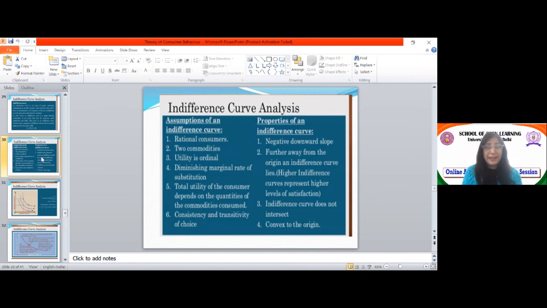Convex to the origin means that to gain one unit of a commodity, you have to forgo or give up another commodity. So the further away from the origin, the indifference curve shows higher satisfaction. So as it goes higher, that will be just a minute.